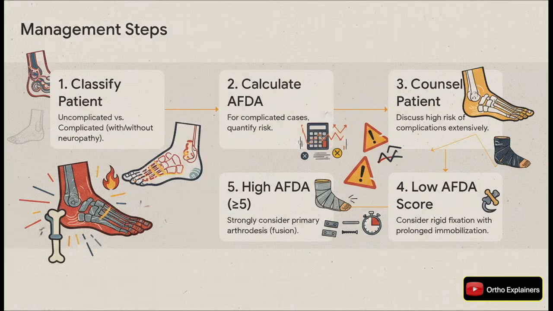And once you make that initial classification, the rest of the pathway becomes pretty clear. For your complicated cases, you calculate that AFDA score, and you have to counsel the patient extensively about the high risks involved. Now, if the score is low, yeah, you can consider a rigid internal fixation, but with prolonged immobilization. But if that score is high, 5 or more, then primary arthrodesis has to be your main consideration. You know, at the end of the day, it's about treating the patient's physiology, not just the fracture's personality.